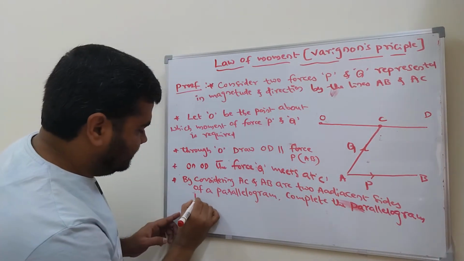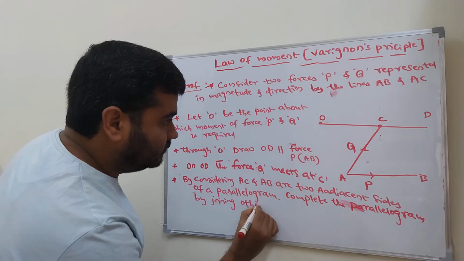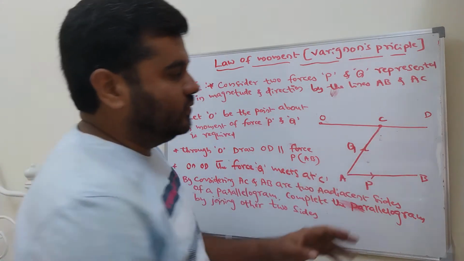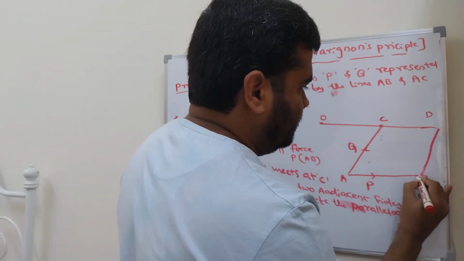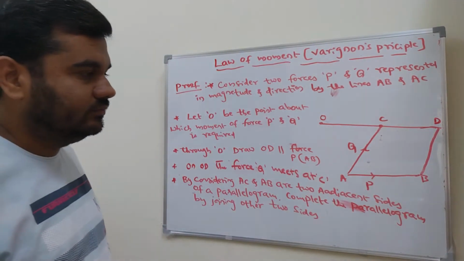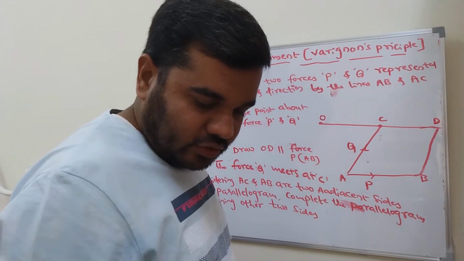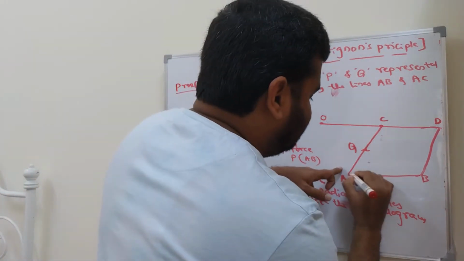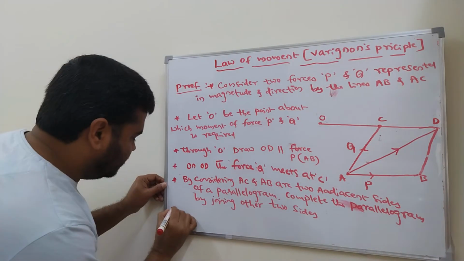By joining the other two sides. It means you need to join the other two sides. This is the D point here. Okay, you are joining the other two sides of a parallelogram. Now join DA. The next point is join AD.